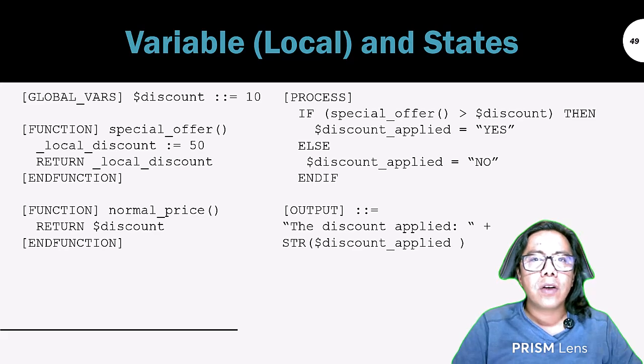The local discount lives only inside a specific offer. Outside, it cannot be modified. This is what the difference between global and local variables looks like.